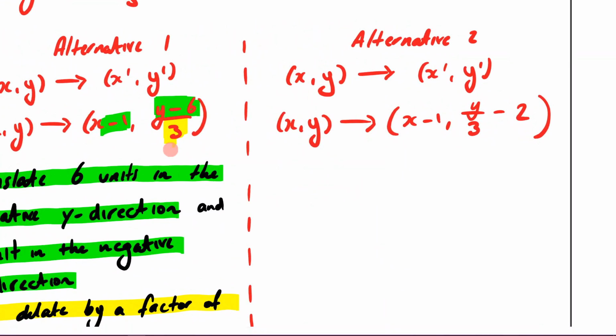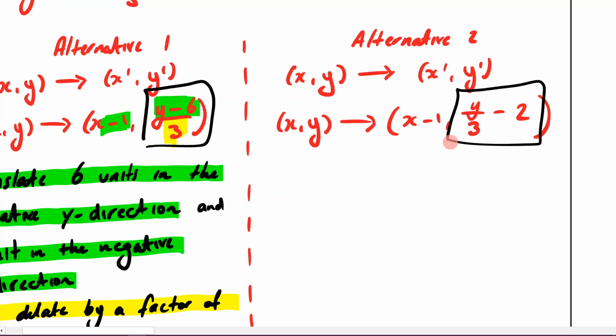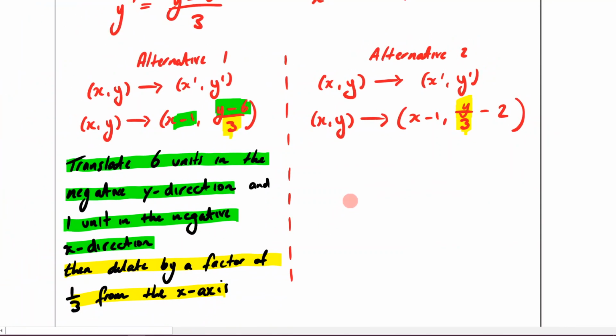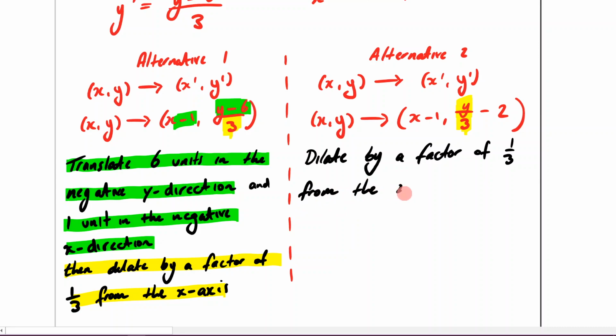Now, really focus on how this is different to this. The reason why it's important is because it changes the order of the transformations. So let's just get rid of those black boxes for a second. Here, the first thing that happens to my y is I divide it by 3. So that means the first transformation that is applying here is a dilation. So dilate by a factor of 1/3 from the x-axis.